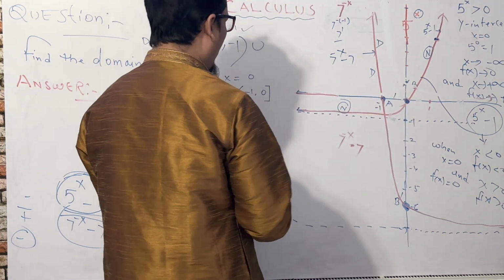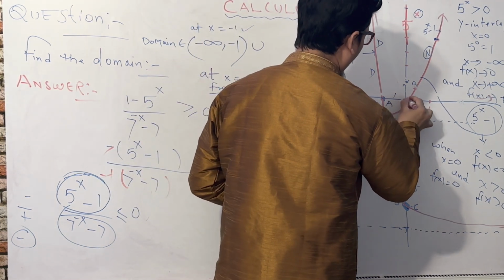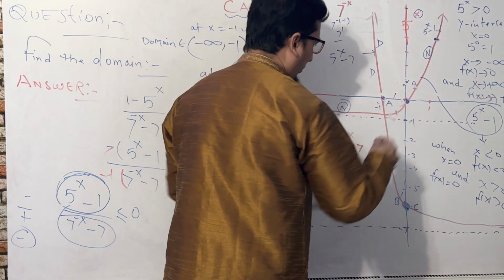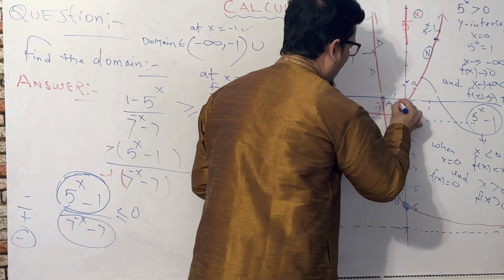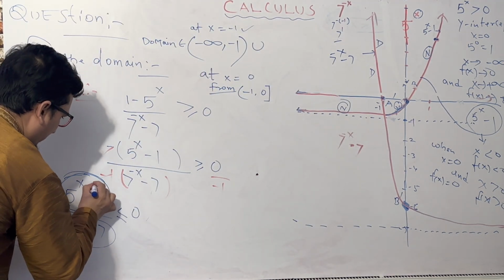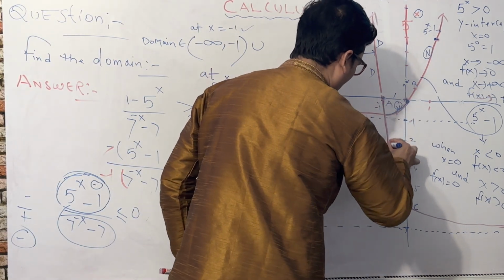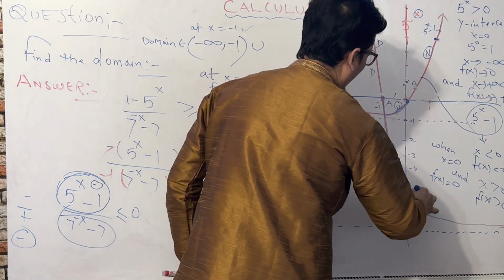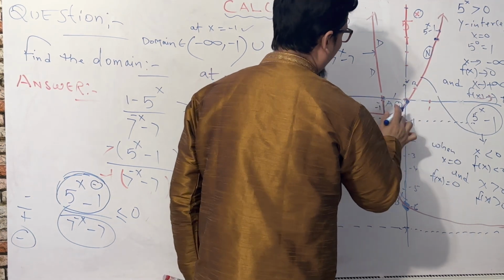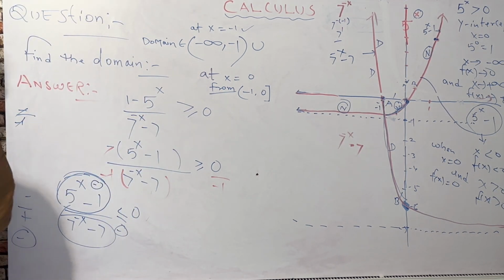If we talk about minus 1 to 0, this one is your numerator, and in this part the function is down, so this is negative. And for minus 1 to 0, this is the denominator. Can you see this part? This is also negative because the graph is down. So from minus 1 to 0, both numerator and denominator have negative values, so negative, negative. And negative divided by negative is always positive.